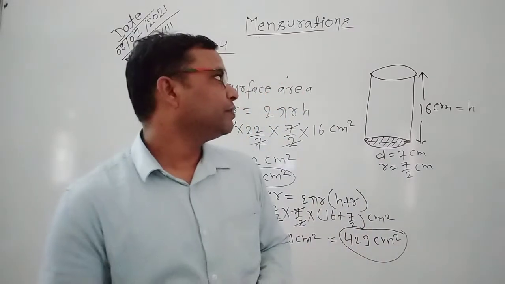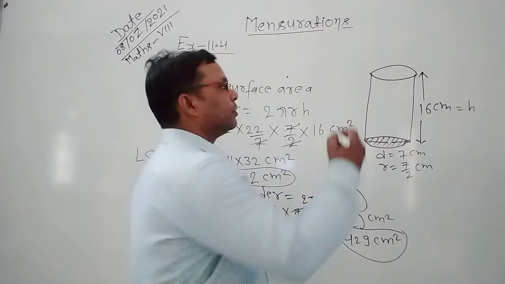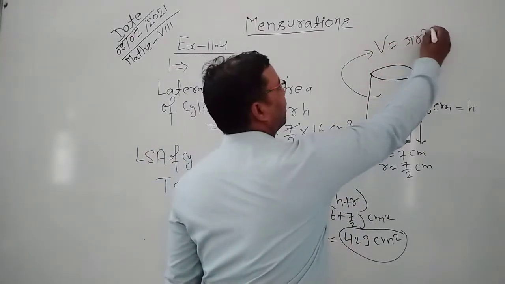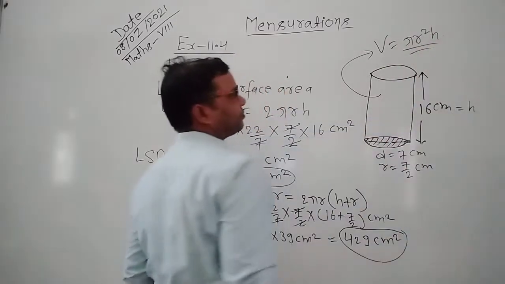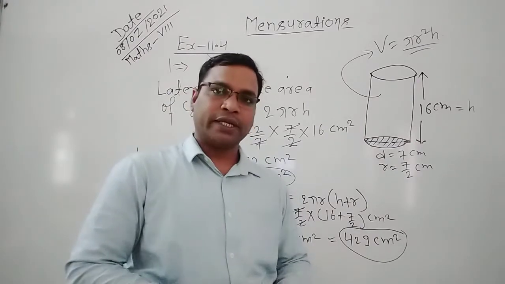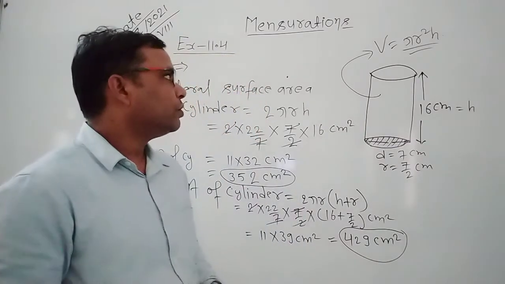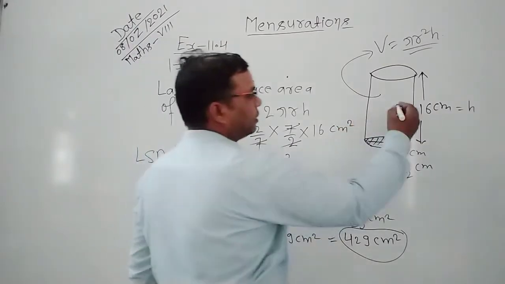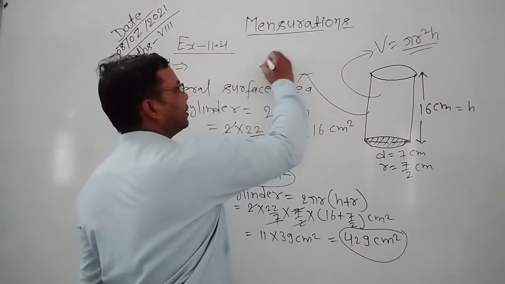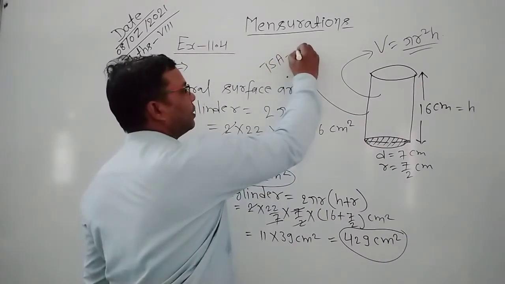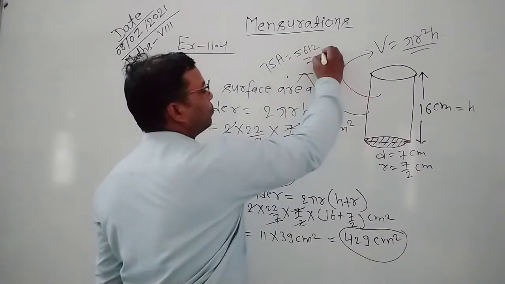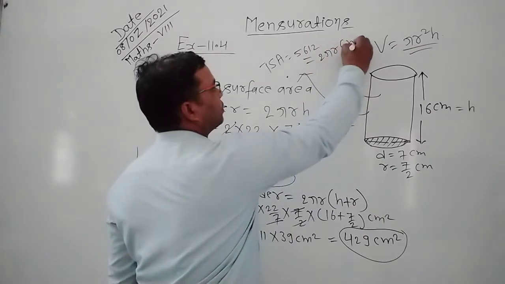So students, you know very well, what is the volume of the cylinder? Volume of cylinder is equal to pi r square h. And the total surface area of the cylinder, TSA, is also given here, 6512, and this is equal to 2 pi r into h plus r.